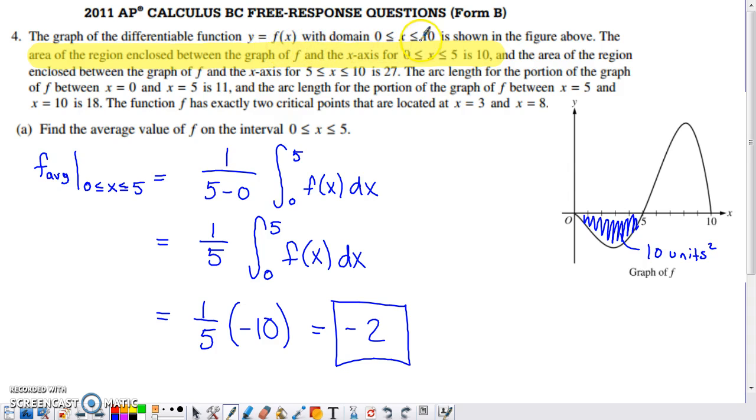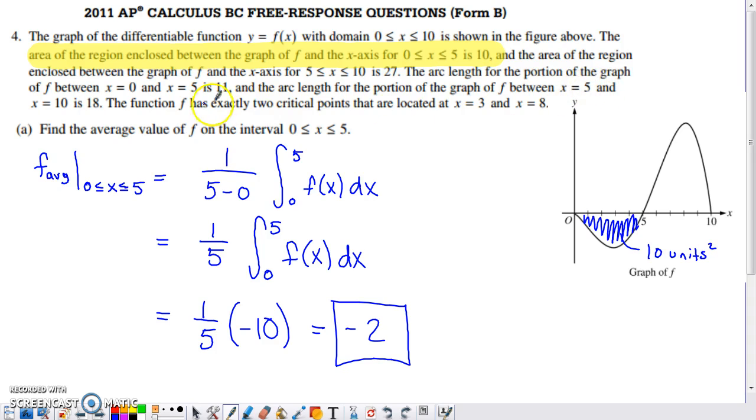The domain of this function is 0 to 10. They give us the graph of the function. They give us some information about area. They say the area between the graph of f and the x-axis from 0 to 5 is 10 square units. And then the area of the region enclosed between f and the x-axis from 5 to 10 is 27 square units. Then they give us some information about arc length at the end of this here.